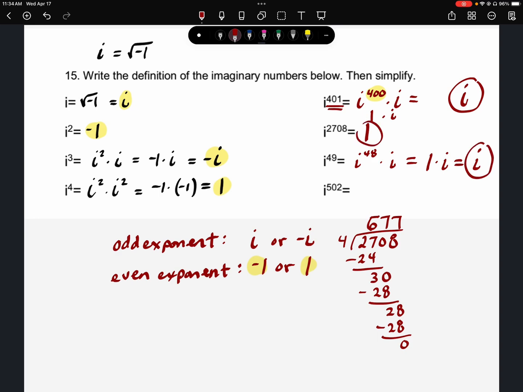And then the last one here, i to the 502nd power. Okay, so it's even again. Right? Another way that you can figure out if it's divisible by 4 is if you can cut it in half twice. If I do 502 divided by 2, I get 251, which is not going to be divisible by 2 again. So this is not divisible by 4, which then means this is going to be -1.